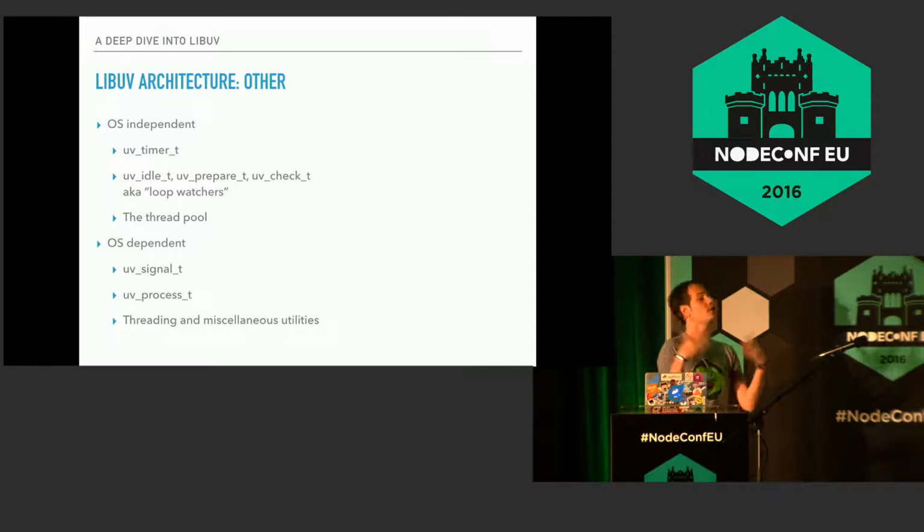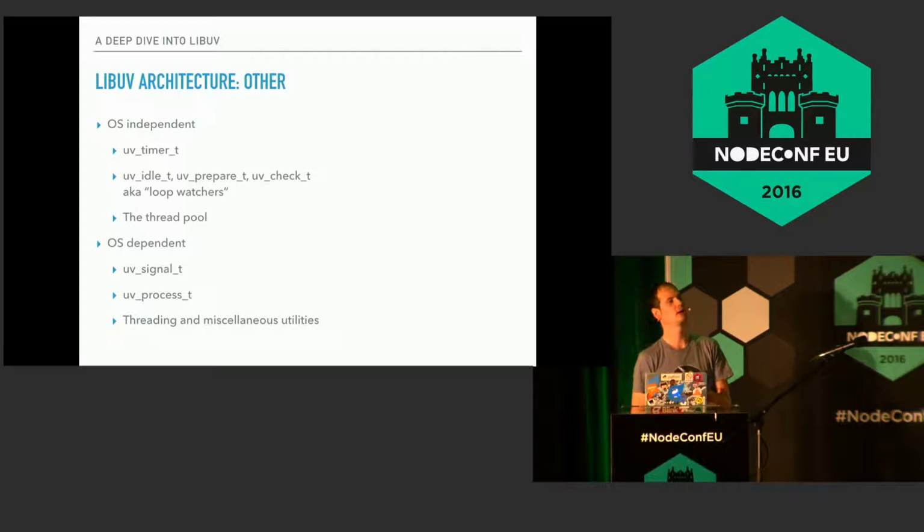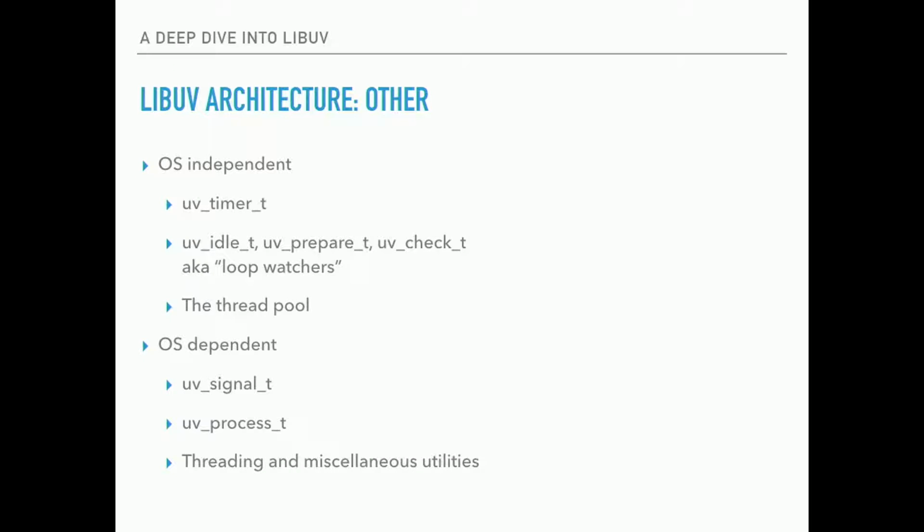Now, I said there are other things in the libuv toolkit, let's say. We've got timers, and we've got this thing called loop watchers that run at different points in the event loop iteration. At the moment in master, these are all common for Unix and Windows, which is a good thing. In v1.x, they are separate implementations, so we saved some code there, and they are now completely independent. And in the dependent section, we have signals, child processes, and other utilities.